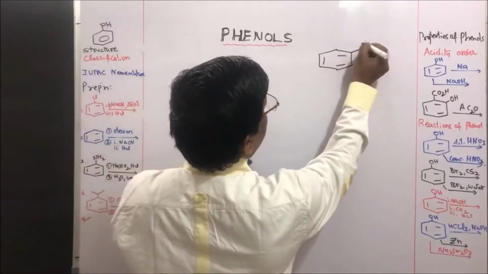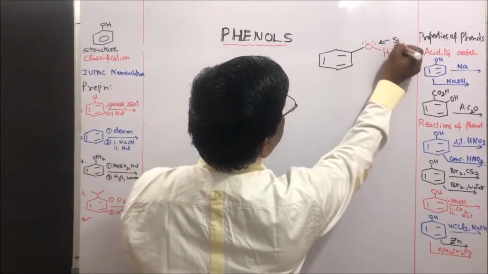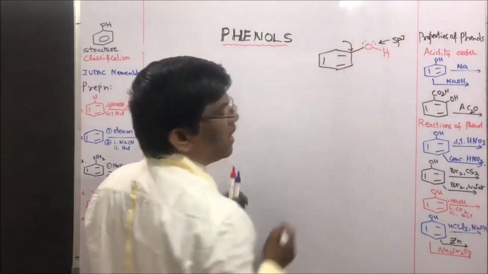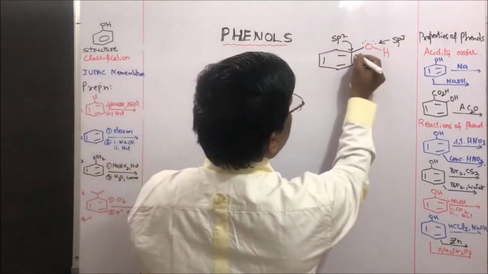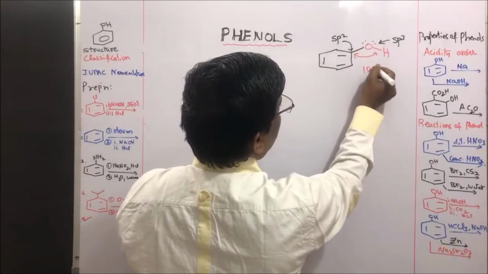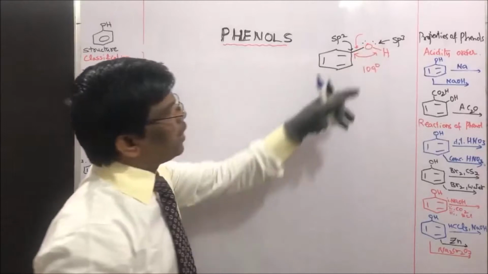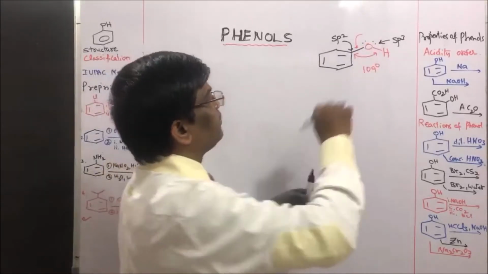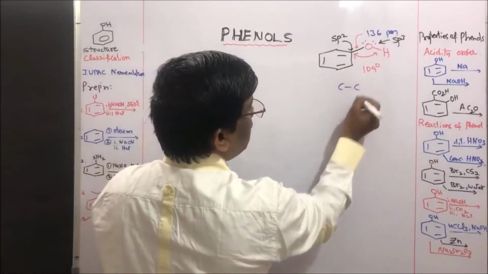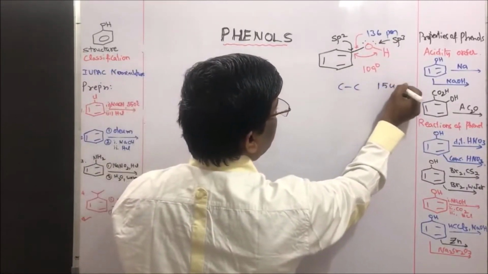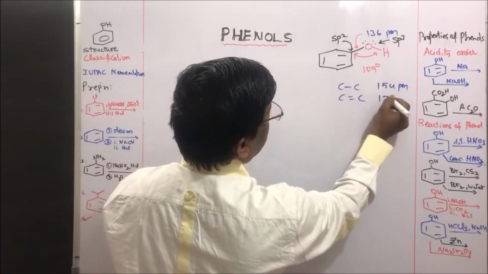So hydroxy group is attached to benzene ring and the oxygen is sp3 hybridized oxygen, whereas the carbon is sp2 hybridized. So the bond angle of this is about 109 degrees and the bond length of this sp2 carbon and oxygen is 136 picometers. As we know, CC single bond length is 154 picometers and CC double bond is 134.